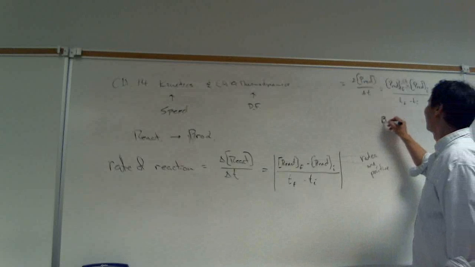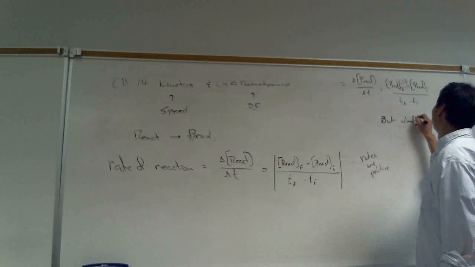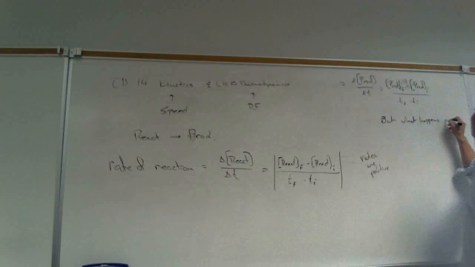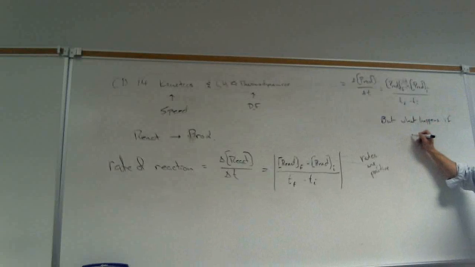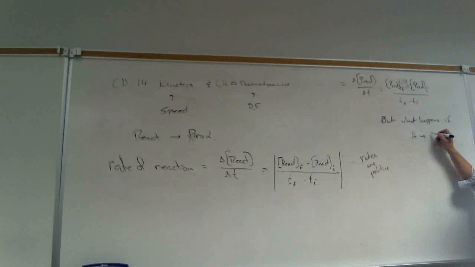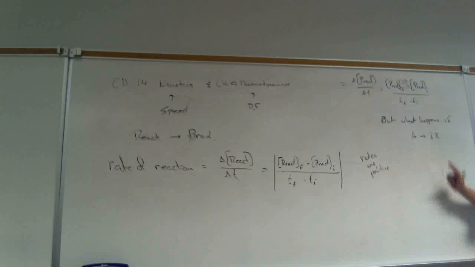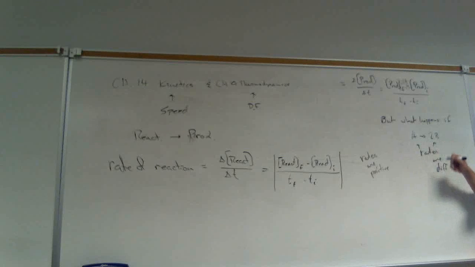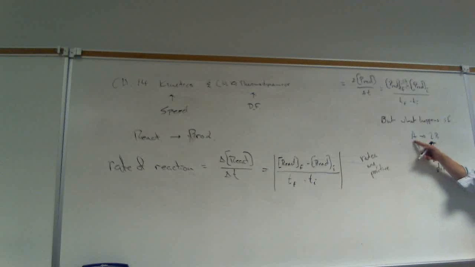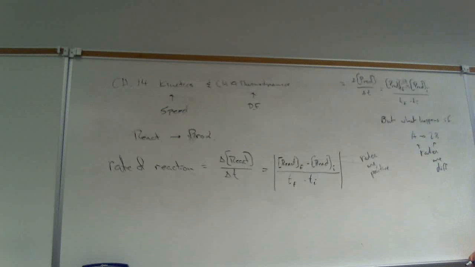But what happens if we have something like this? Let's say we have 1A goes to 2Bs. Then the rates are going to be different. They have to be different. The rates are different because when we look at it, we're forming twice as many moles of product as reactant. And so in other words, B is going to form twice as fast as A, or A is going to react half as fast as B.